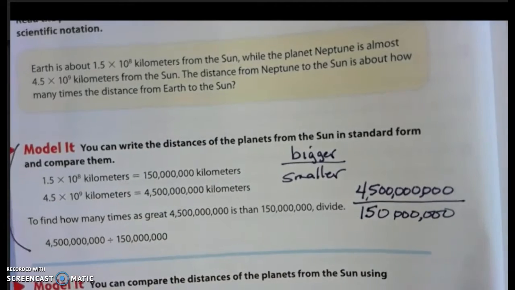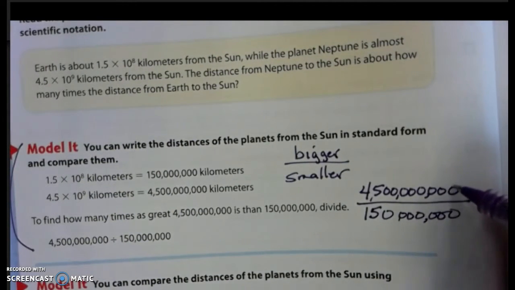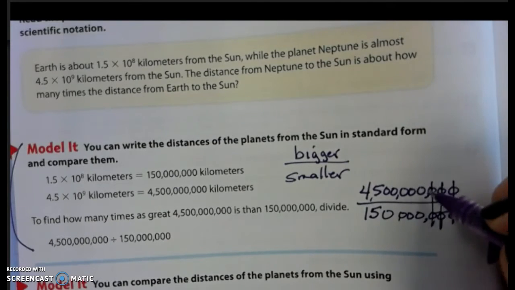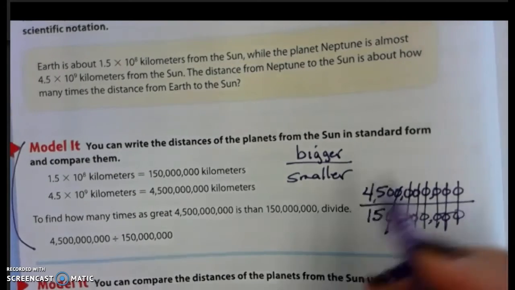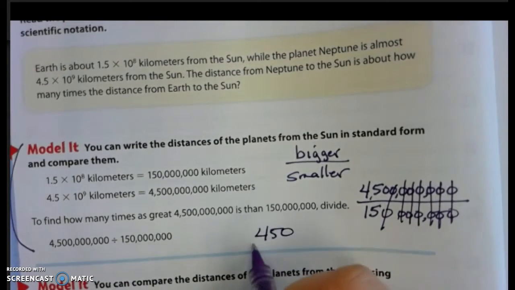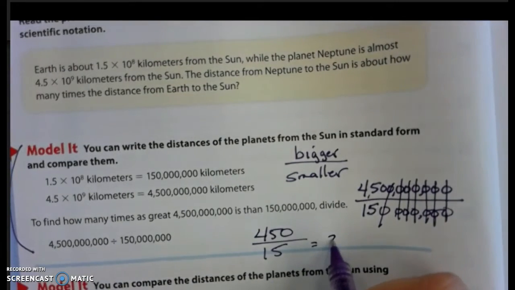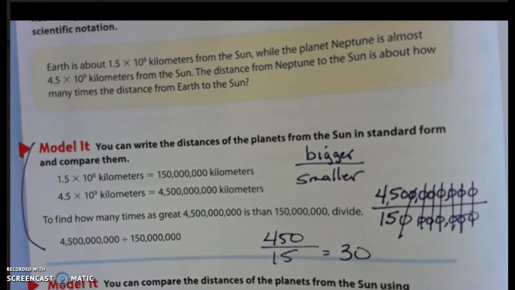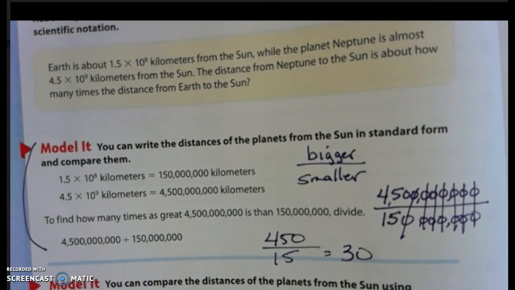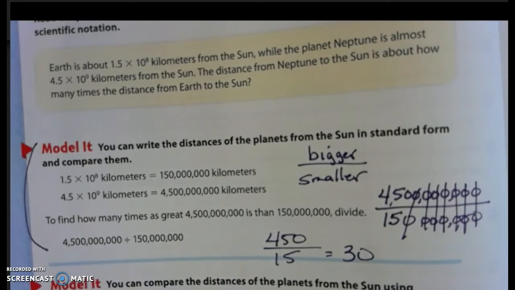And if you were going to divide these in standard form, you would start by canceling out some of these zeros. Drop a zero here, here, here, here, here, and here, leaving you with 450 divided by 15. And when you divide that out, you would get 30, telling you that it's 30 times the distance from Earth to the sun to Neptune to the sun.